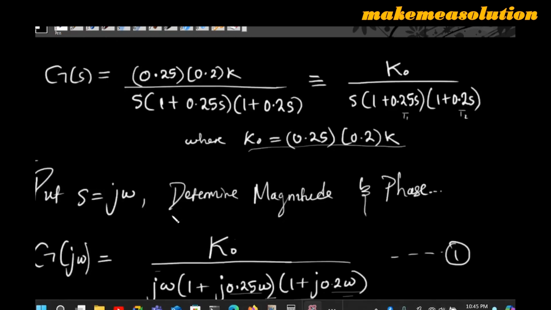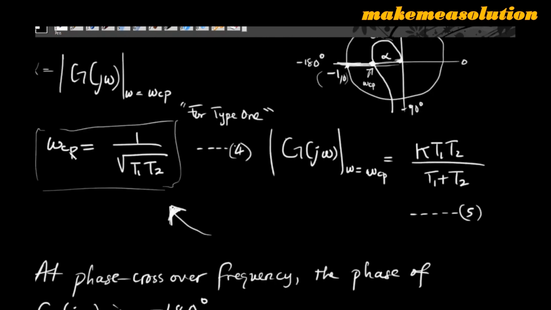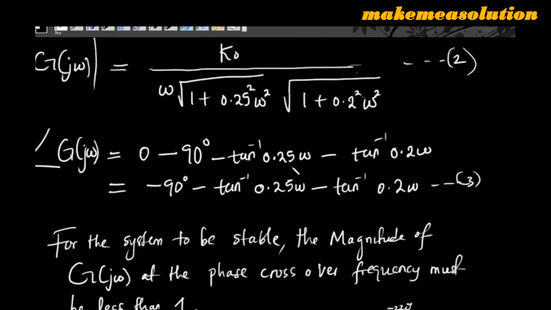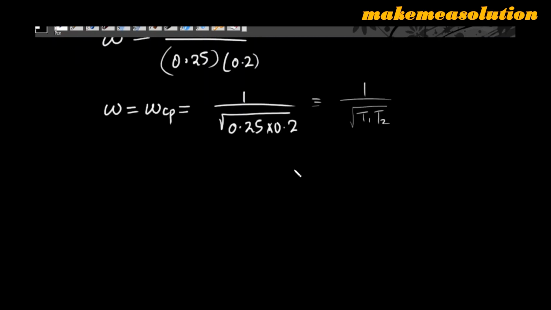If you remember when we were defining it, we defined our phase crossover frequency as 1 over root t1 t2, where t1 and t2 are what? Yes, very good. This is your t1 and this is your t2. I hope you see the beauty of the math. Very good. So let's continue and wrap up.